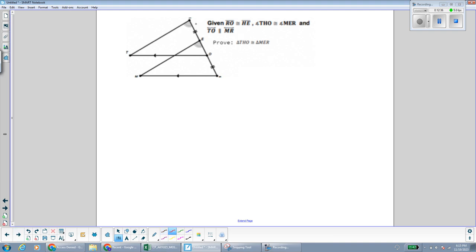Okay, so here we have RO congruent to HE. So here's RO in red, and here's HE in blue. We have angle THL congruent to angle MER. And we know that TO is parallel to MR. So let's think of what we're going to do here.